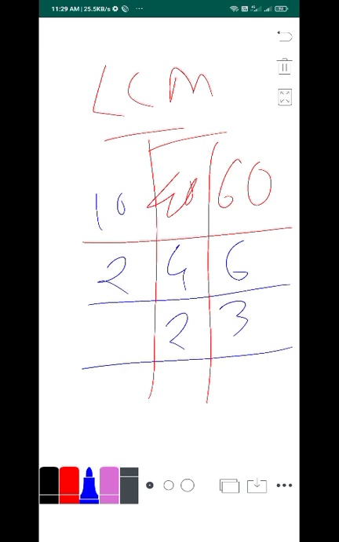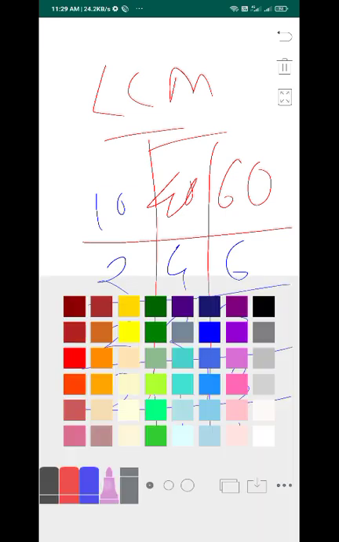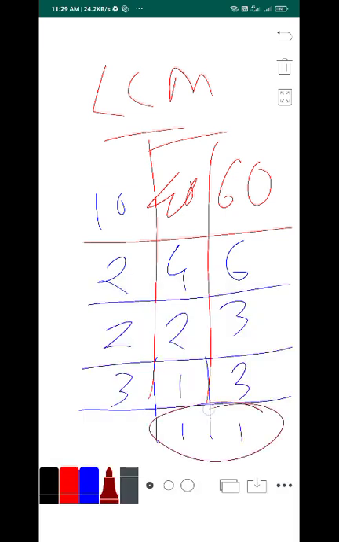Then you have to divide until one remains here. Again, 2 and 3 are not common factors, so you can divide by 2. 2 1s are 2 and 3 as it is. Again here is 1 and here is 3, so divide by 3. 1 as it is, 3 1s are 3. Look here, 1 and 1 remain. That means these are the factors of these two numbers.